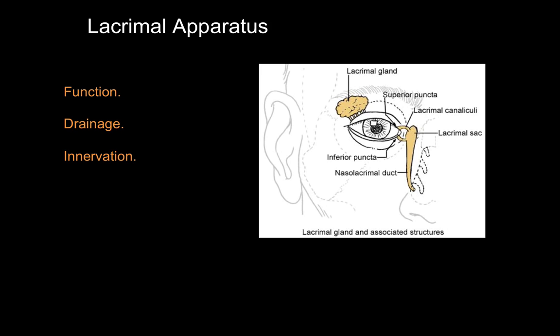The lacrimal apparatus is the lacrimal gland in the superior lateral portion of the orbit. Its function is to make tears, and it has tears that drain down in the eye and then drain through to the superior and inferior puncta and down the lacrimal sac into the nasal cavity. And those tears, their function is to wash the eye, to keep it moist, to stop it from drying out, and also immune properties to help fight infection.